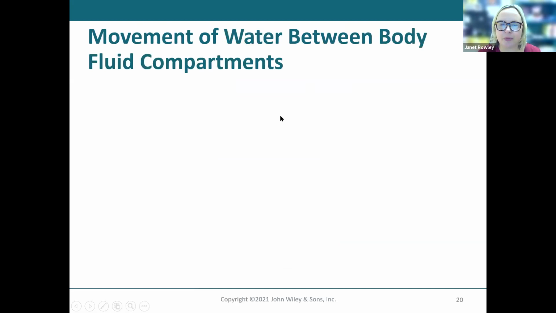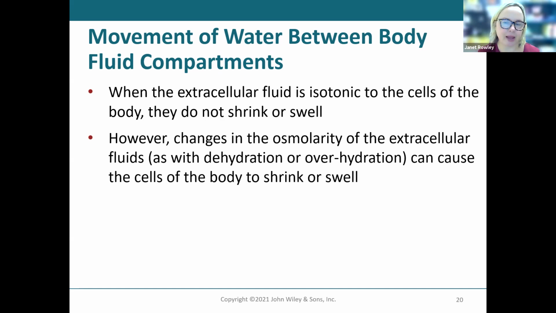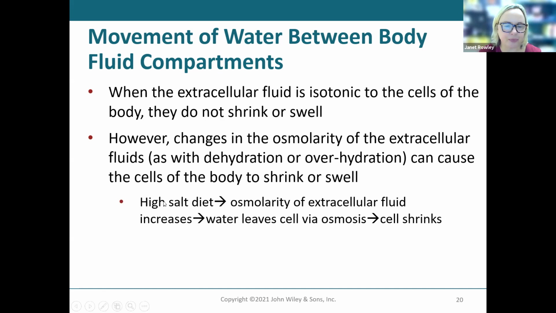All right, how does water move between the body fluid compartments? When the extracellular fluid is isotonic to the cells in the body, the cells do not shrink or swell. Isotonic, if you remember from A&P 1, means that the solute concentrations are the same between two different fluids. However, changes in the osmolarity of the extracellular fluids, as what happens in dehydration or overhydration, can cause the cells to either shrink or swell.